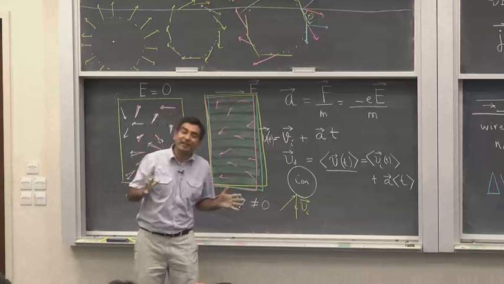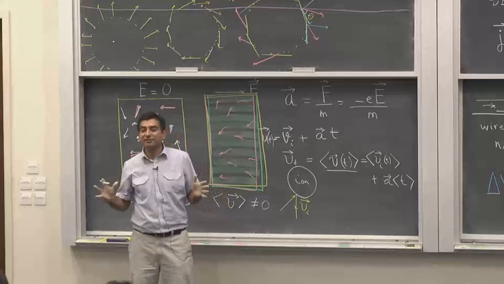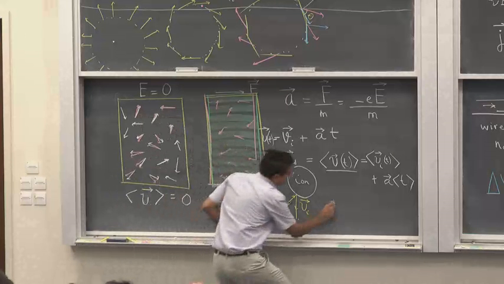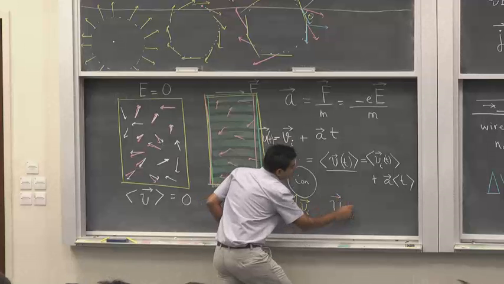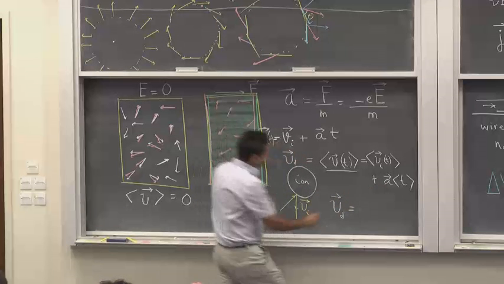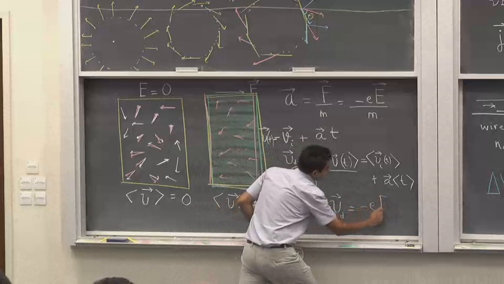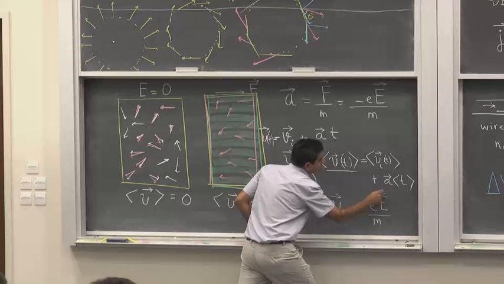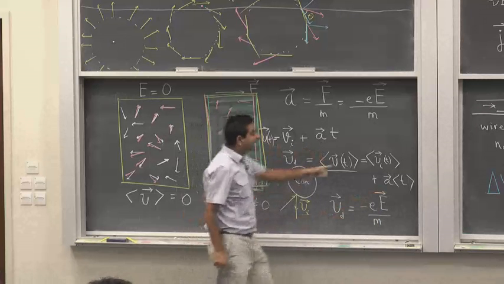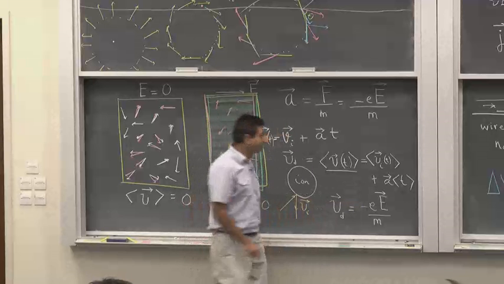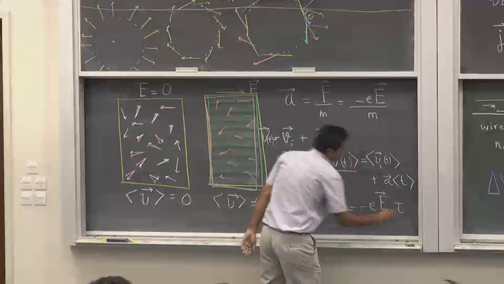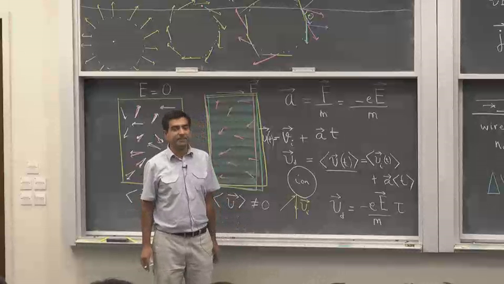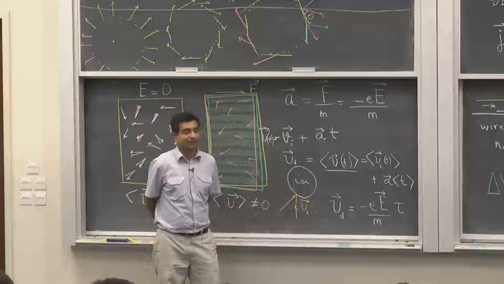It's only this drift of the sea of electrons that is causing a current to flow. So this drift velocity Vd equals a times the average time. Now a is eE over m. And the average time between collisions, I denote this by tau. This is the average time between collisions. Now let's look at this relationship here.